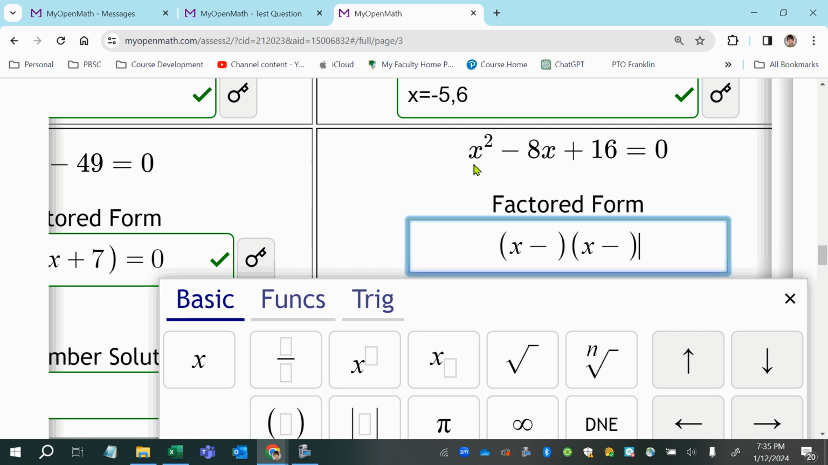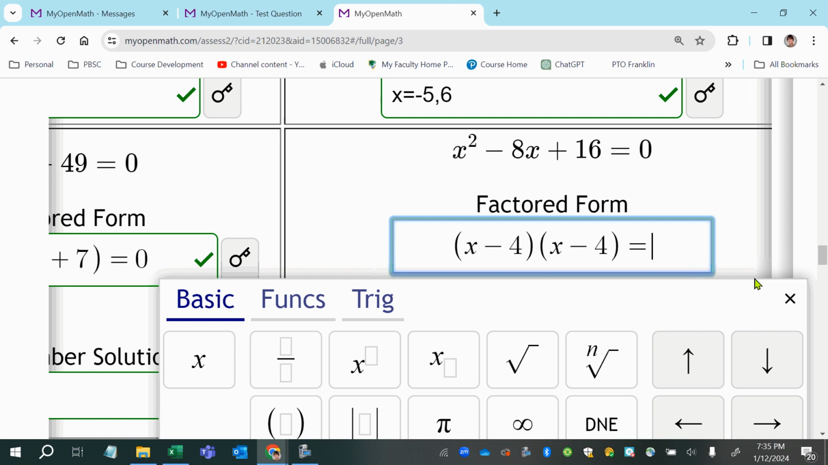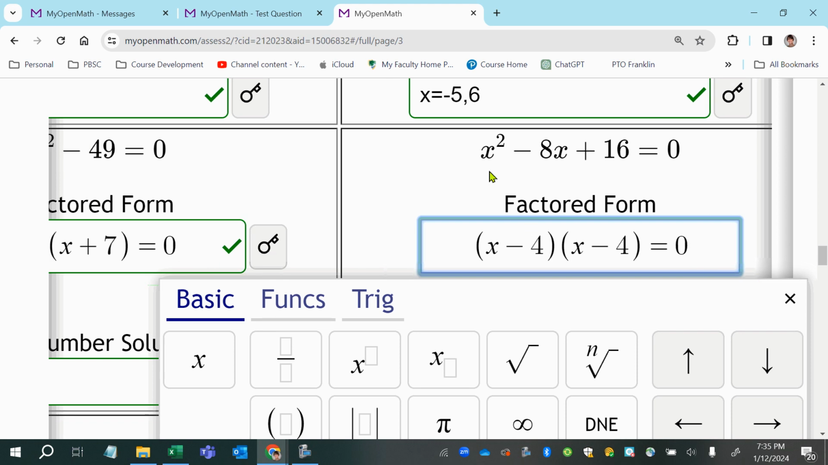I also noticed that x squared is a perfect square and 16 is a perfect square. The square root of x squared is x. The square root of 16 is 4. And if I do 4 times x times 2, doubling it, I get the middle term. So this is a perfect square trinomial, actually. It's going to turn out to be like this, where the two factors are identical because it's a perfect square trinomial.